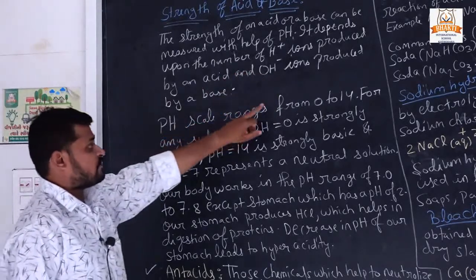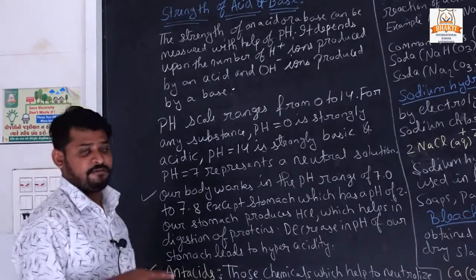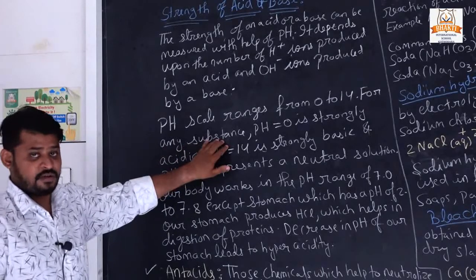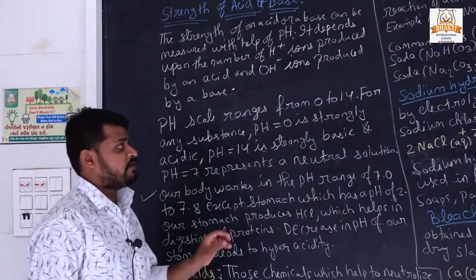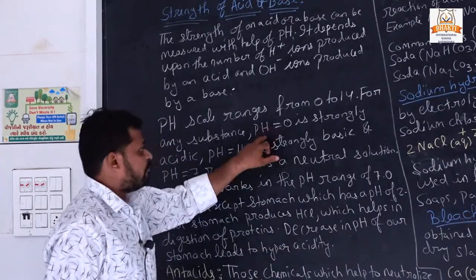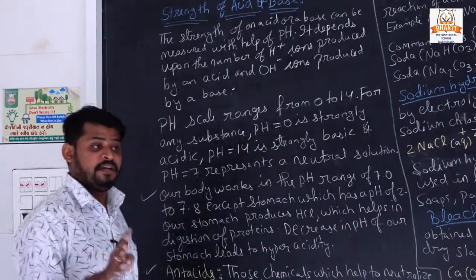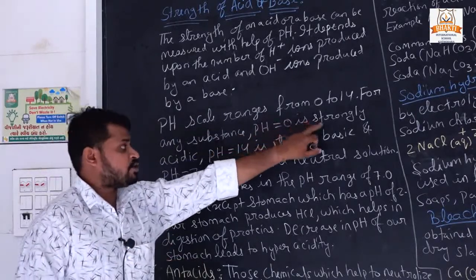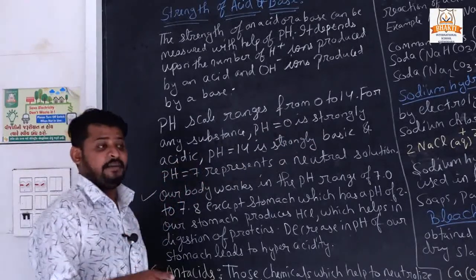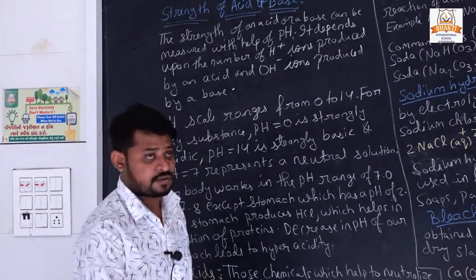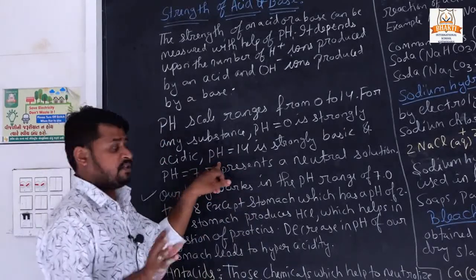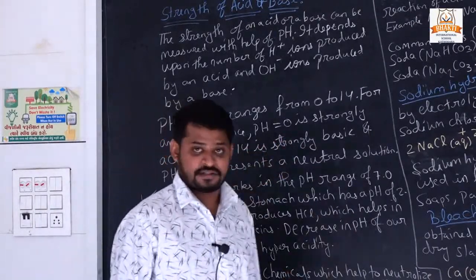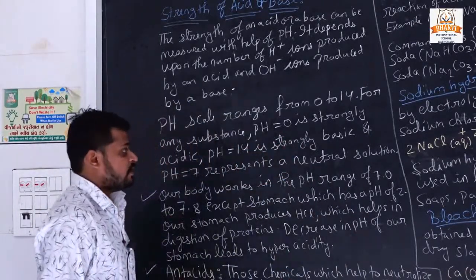Now the pH scale ranges from 0 to 14. All substances have their pH value between 0 and 14. If any substance has a pH value of 0, then it is strongly acidic. If any solution has a pH value of 14, then it is strongly basic in nature.